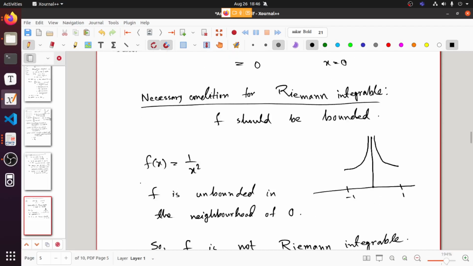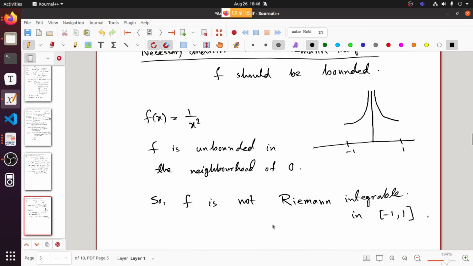You can check that this function f(x) = 1/x² on [-1, 1] will look like this. So f is unbounded in the neighborhood of 0. At 0 you can define whatever value, but as it is an infinite discontinuity, it will never be continuous and it will always be unbounded. So this function is not Riemann integrable on the interval [-1, 1], because in the neighborhood of 0 the function is unbounded.